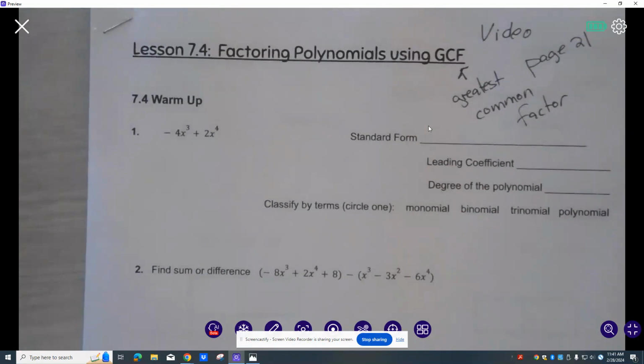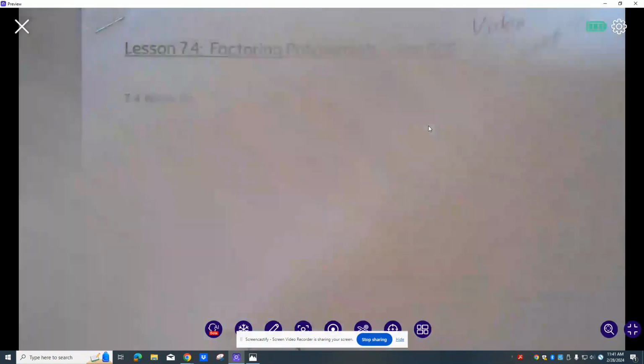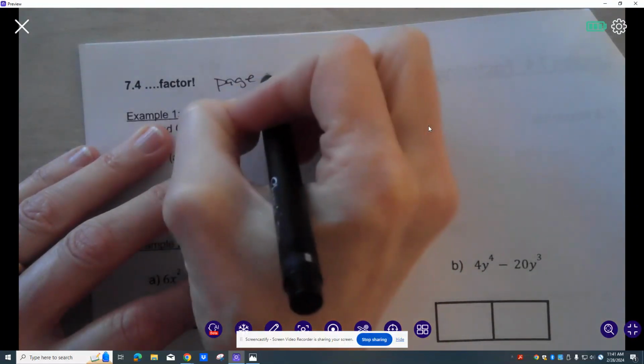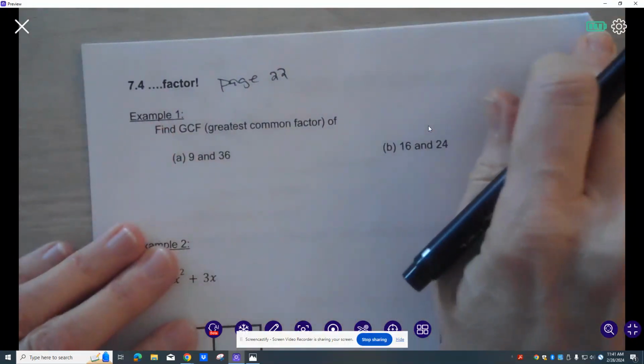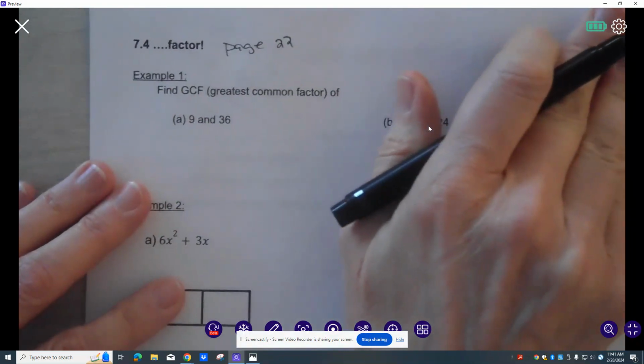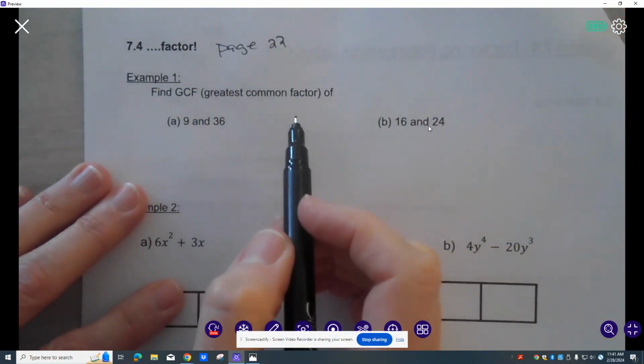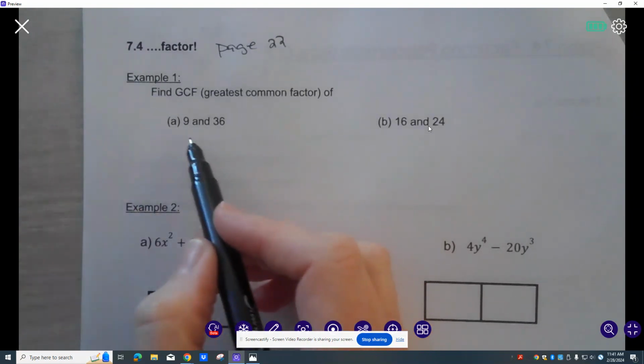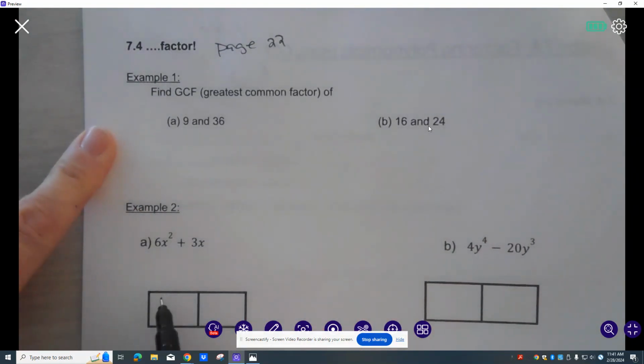Okay, I want you to turn to, if you need to write that down, pause the video, page 22. Top of page 22 is example 1. So this is page 22. The first step when we're factoring using greatest common factor is to find the greatest common factors of our numbers. So this is just practice. This is what our problems will look like down here.